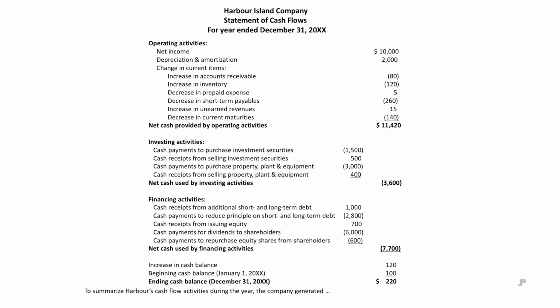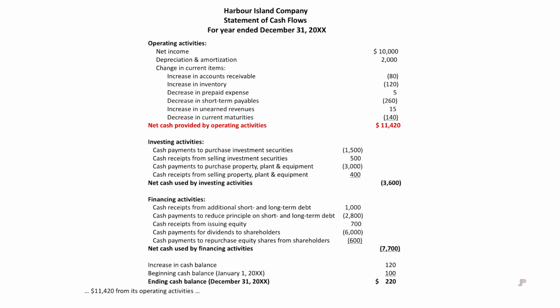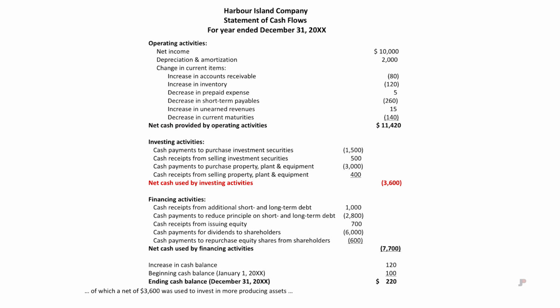To summarize Harbor Island's cash activities during the year, the company generated $11,420 from its operating activities, of which a net of $3,600 was used to invest in more producing assets, and a net of $7,700 was used to provide cash to the debt and equity holders, and $120 was used to build its cash balance from $100 to $220.